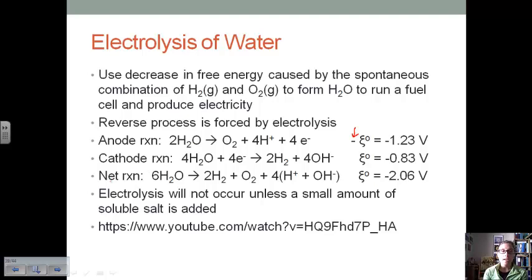For our cathode, in that reaction we have water going to hydrogen, oxygen, and then 4 waters, but in ion form, hydrogen and hydroxide. Electrolysis in this case won't occur unless we have a small amount of soluble salts, so you need some sort of ions to get this to occur. And there's also a video here that demonstrates this, so we'll go to this next.